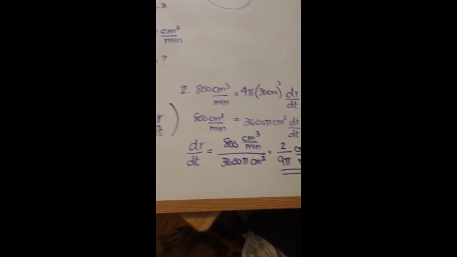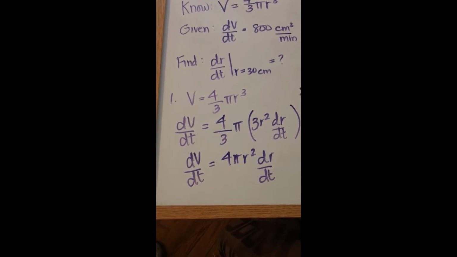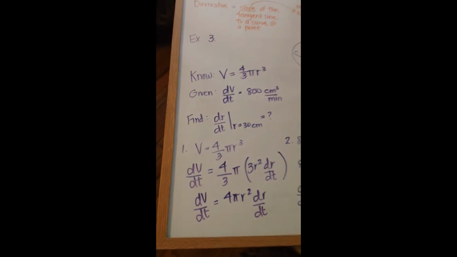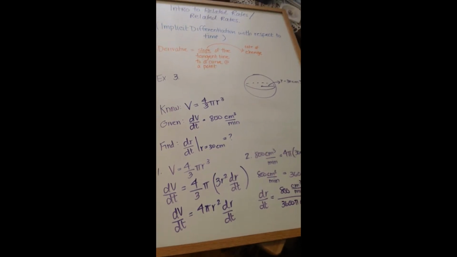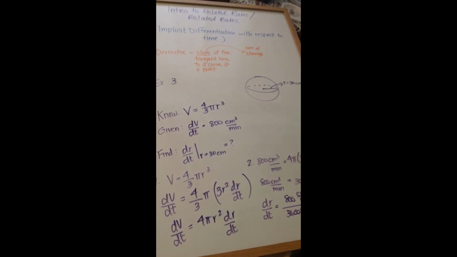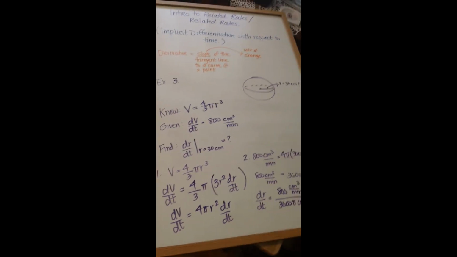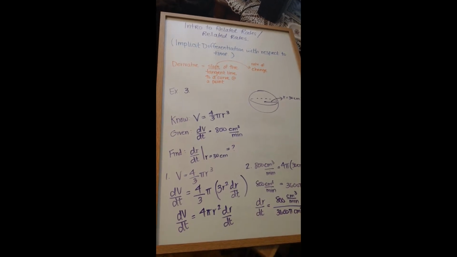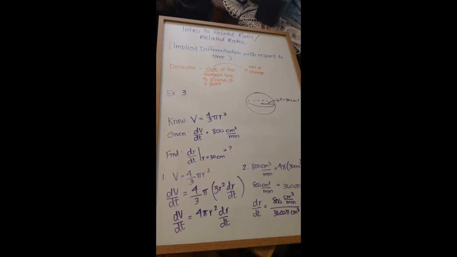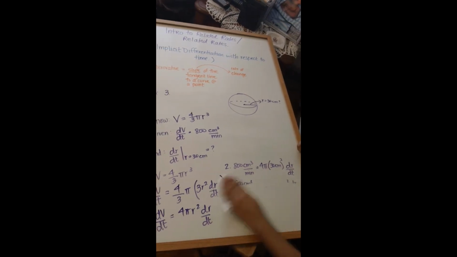2 more to go. Oh no! I lied. 4 more to go on related rates. Example 4. The top of a 25-foot ladder is sliding down a vertical wall at a constant rate of 3 feet per minute. When the top of the ladder is 7 feet from the ground, what is the rate of change of the distance between the bottom of the ladder and the wall? So let's draw a diagram of that.